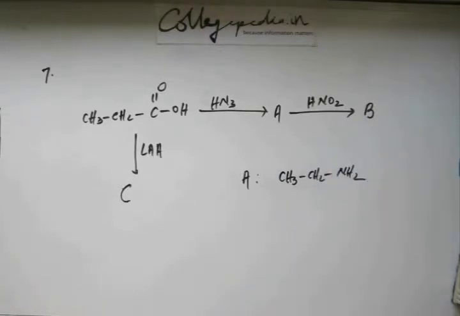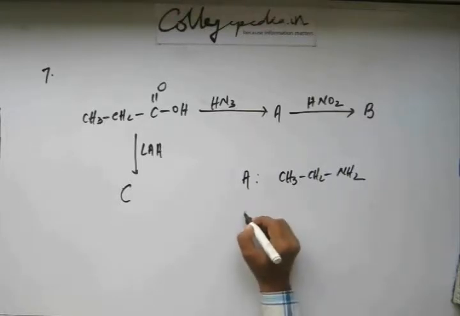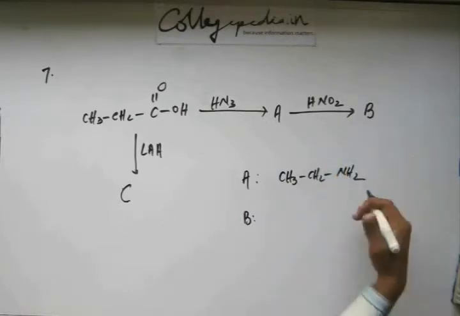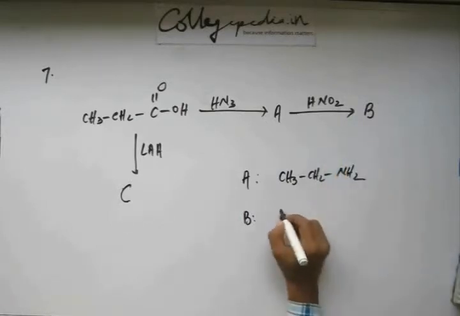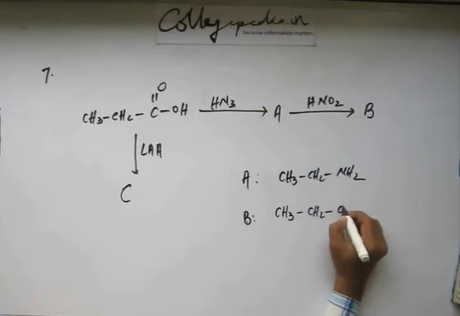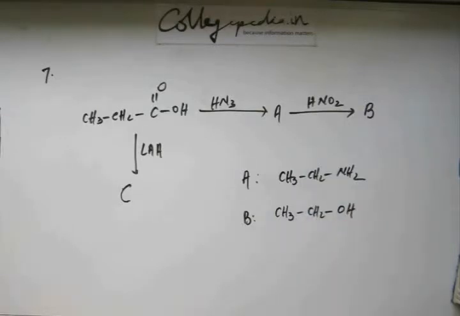Now on ethanamine, you're carrying out this reaction of HNO2. This reaction is diazotization reaction, in which primary amine gets converted to alcohol. This is the most recent reaction that we have studied. So your memory, your brain mechanism should serve you well to identify that B is ethanol.